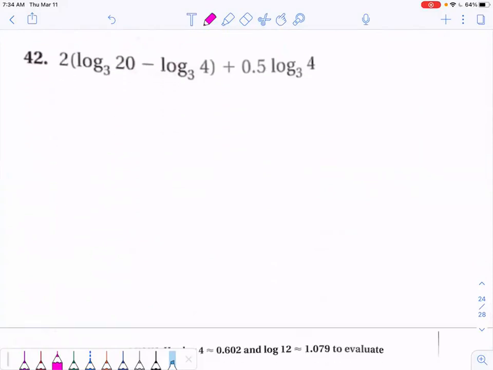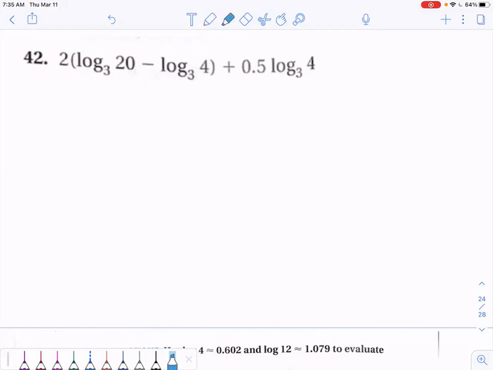All right, so the other one I wanted to look at was number 42. And I thought number 42 was a good problem. It contained grouping symbols, those parentheses. The directions for the group of problems here said to condense. And we have 2 log base 3 of 20 minus log base 3 of 4, and then plus 0.5 log base 3 of 4. So thinking about what you know with order of operations and also trying to use the properties of logs, where do you think you would start with number 42? What would you want to look at first, Jaden?